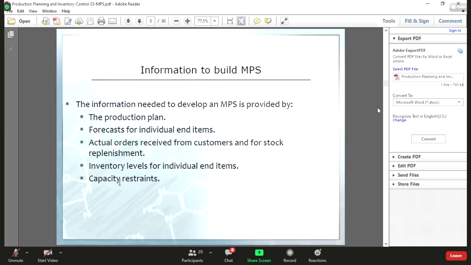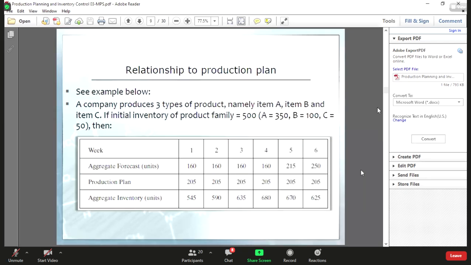And in the inventory, of course, this is normal. When we try to define the production quantity, we need to know the target, which is the demand, and also we need to know the existing stock. So it is called inventory, and also the capacity constraint. Okay, see the example below.